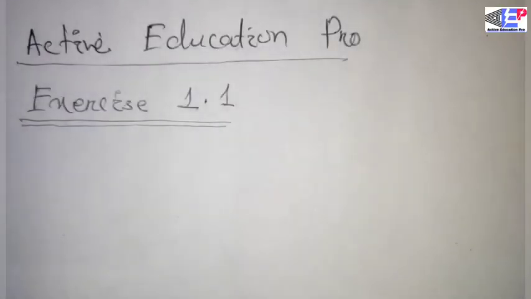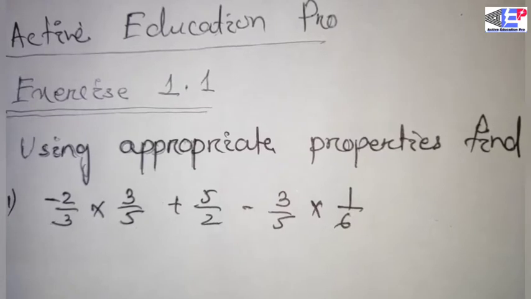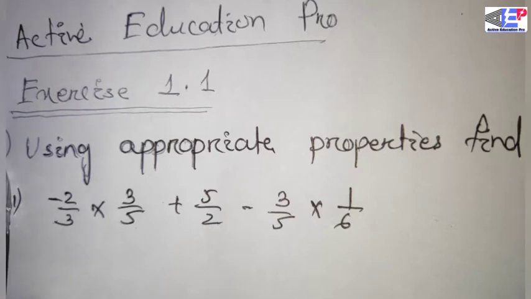In this video we are going to solve the exercise of rational numbers of class 8 mathematics. One by one we solve, elaborating the reason behind it. Okay, so let's start. Using appropriate properties, find the first bit of question number 1.